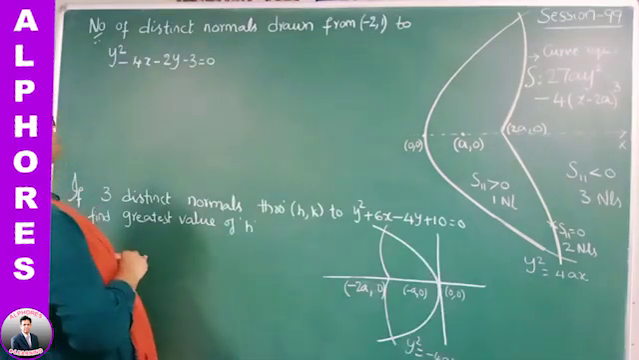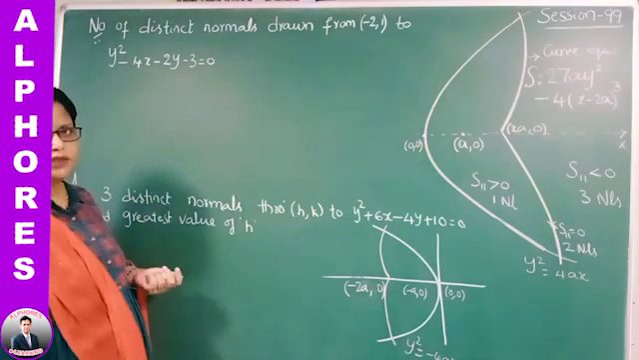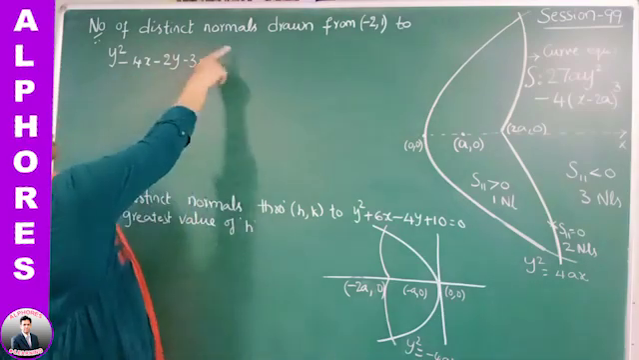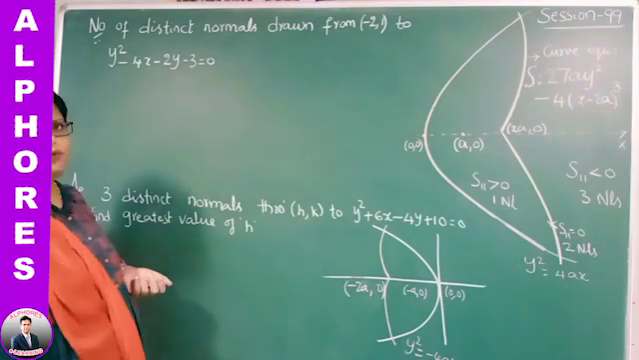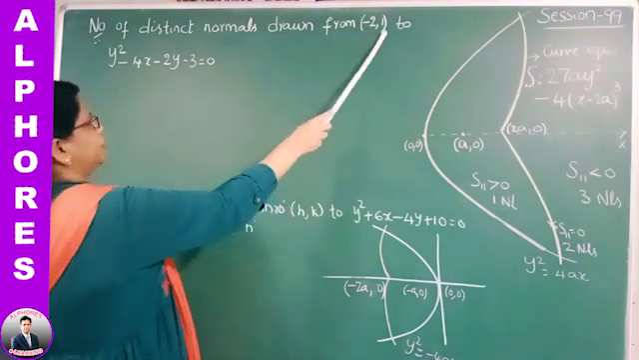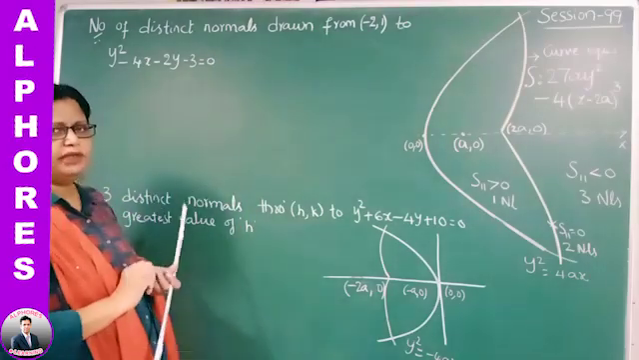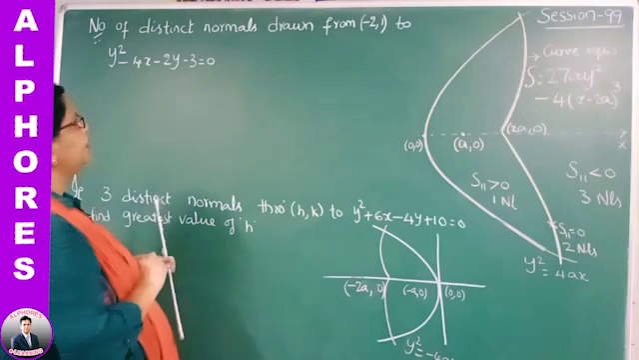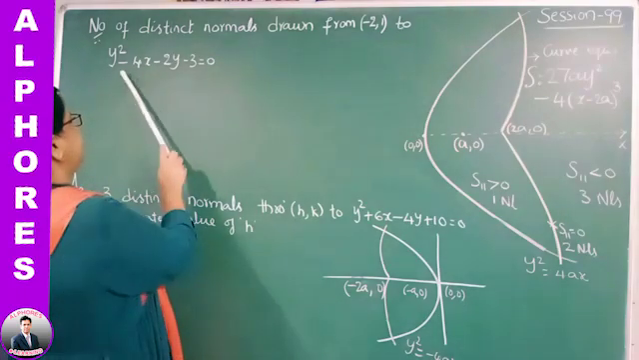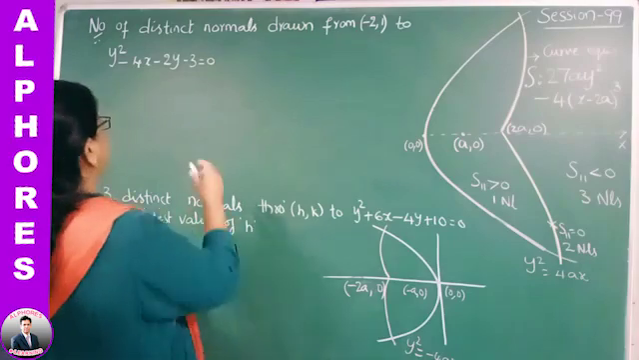Now observe students, one more problem. When the equation is not exactly the standard form, the same type of question: the number of distinct normals drawn from a point (-2, 1) to the parabola like this. If it is given again as a number of normals question, then let us make use of the translation of axis. So what about the equation?